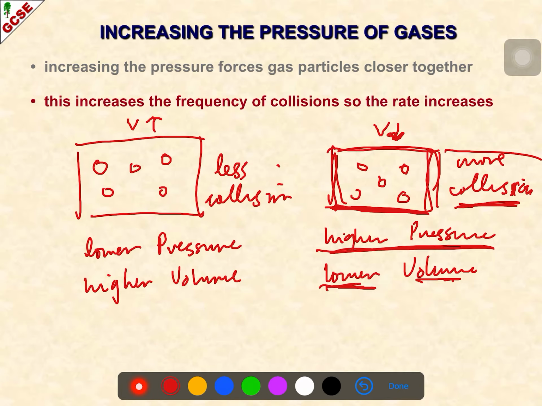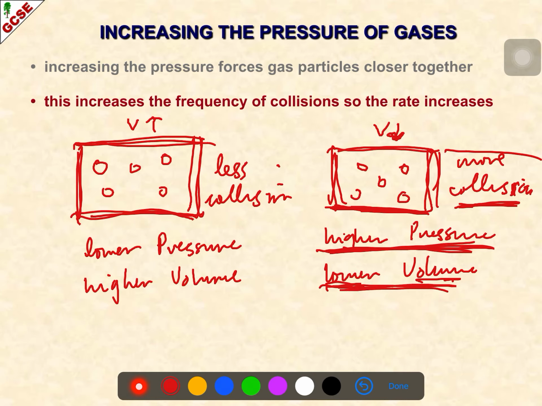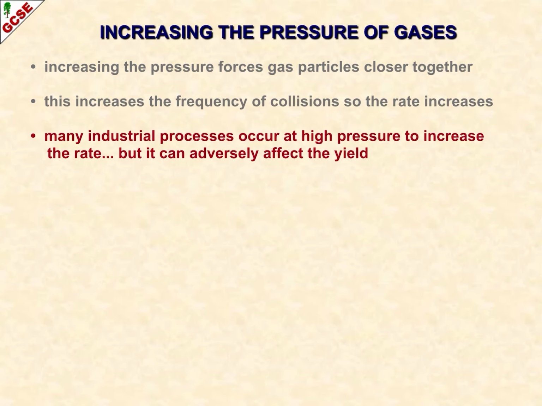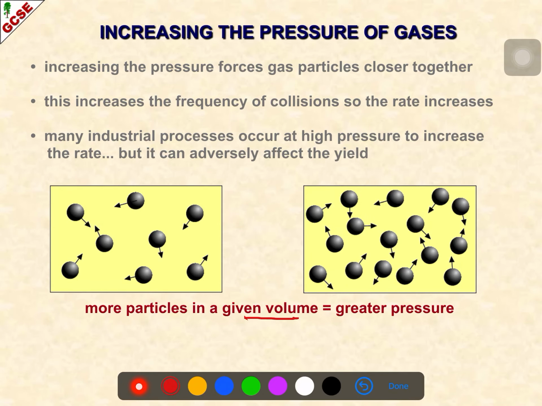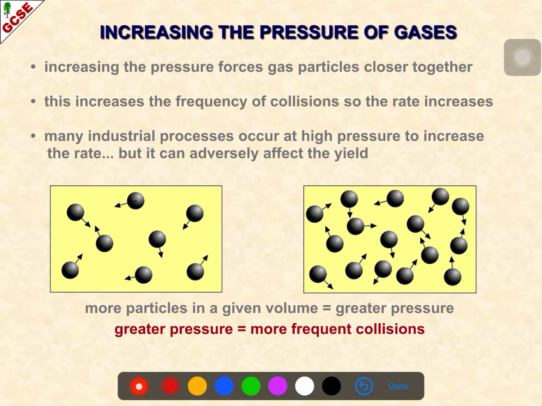So if you want to increase the rate of reaction of a gas, this only applies to gas. If you want to increase the rate of reaction of any gas, you increase the pressure. That means you have to lower the volume, because there will be less space and so more collisions. All right, I hope that's clear. So for example, when you are increasing the pressure, there are more particles in a given volume. So this is a concentration, I think.